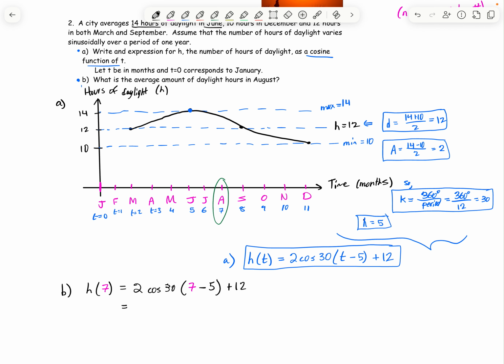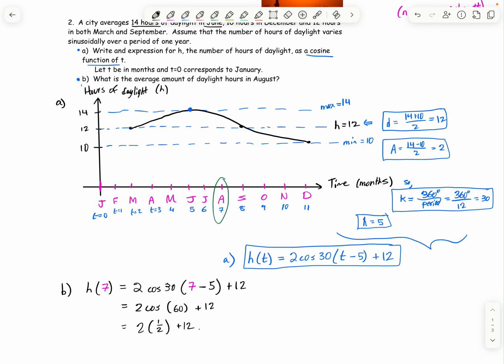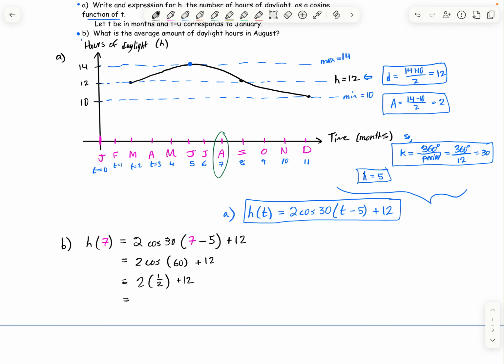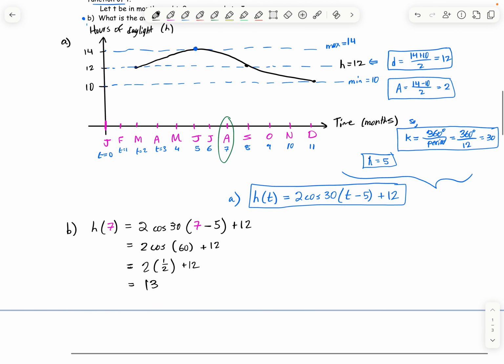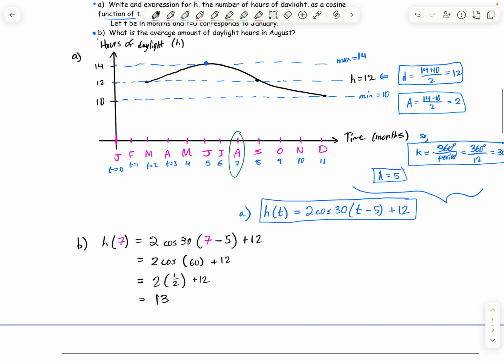So at the end of the day, this is going to be 2 cosine 30 times 2. This is going to equal 2 cosine 60 plus 12. Cosine 60 is actually a half. You could use a calculator here. So this is going to be 2 times a half plus 12, which is just 13. So the average amount of daylight in August is going to be 13 hours.